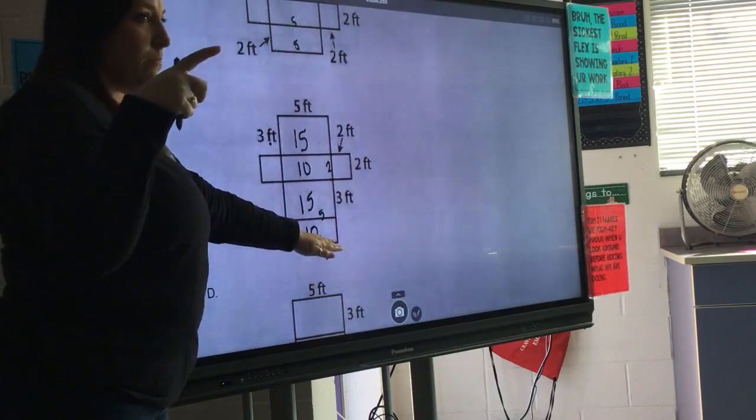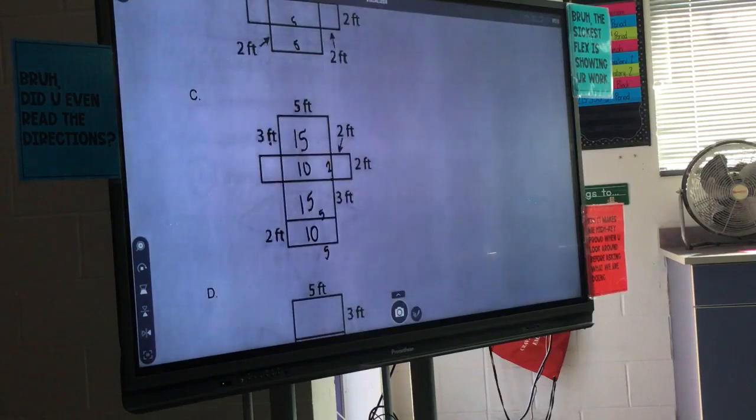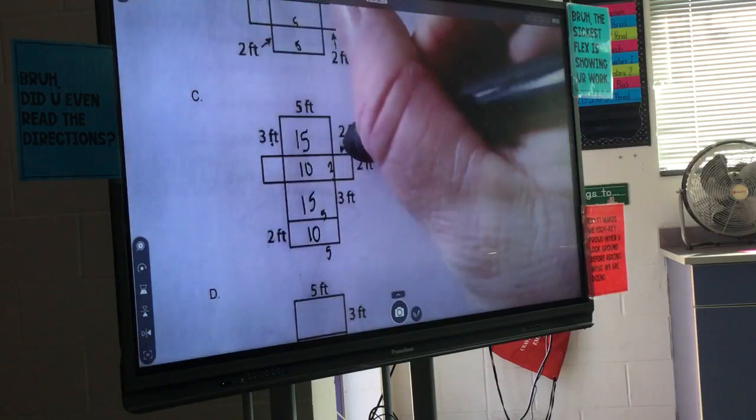It has to have a space in between the two numbers that are the same. Does that make sense? All right, so right now, how many of you guys think that this is going to be our answer? Has it met their criteria so far? Yeah, it's met their criteria.